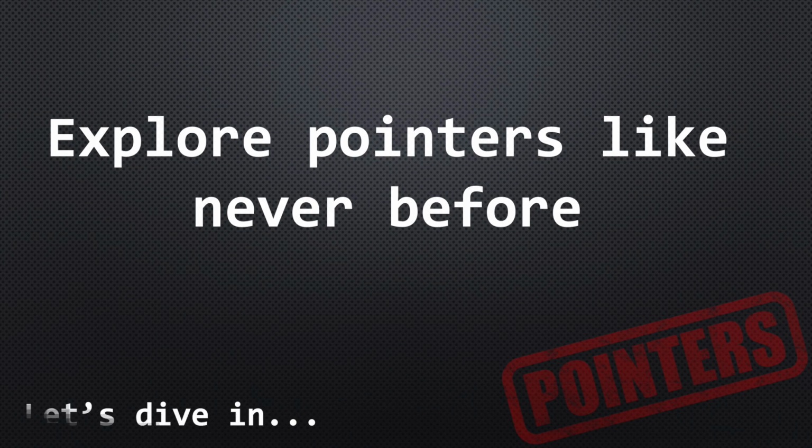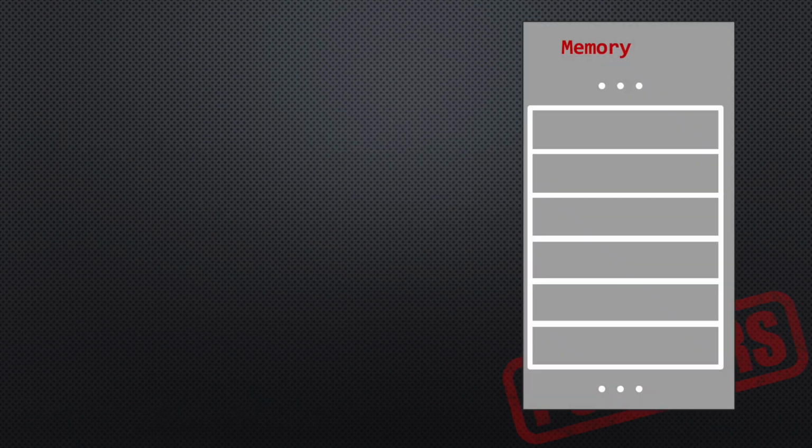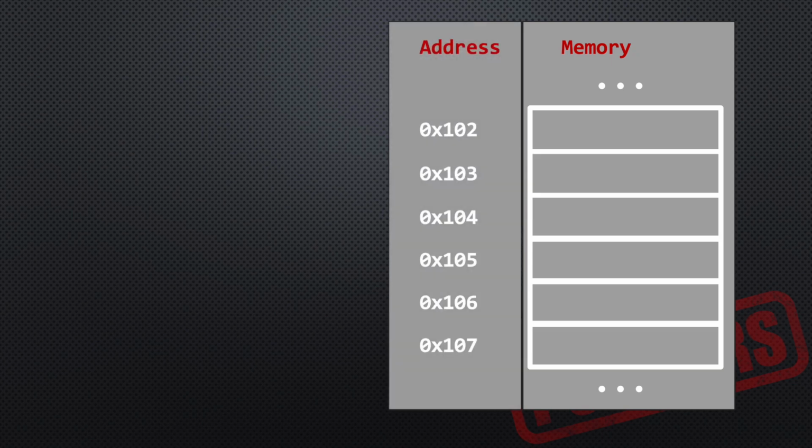Let's get started! Memory is divided into memory locations, and each location holds a certain amount of data. These locations are organized sequentially, one after the other. Each memory location has a unique address that identifies its position in the memory space. Addresses are usually represented as hexadecimal numbers. When working with variables in programs, each variable is placed at a specific memory location.